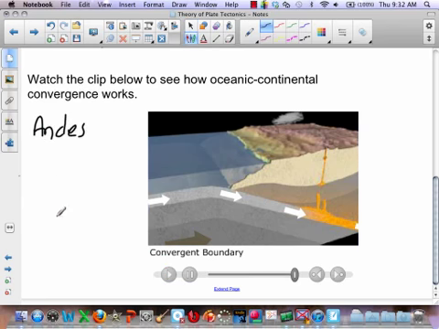Okay. Andes Mountains, there, that's on the whole spine of South America. And that's a whole chain of volcanic mountains because of the Pacific plate being subducted underneath South America.